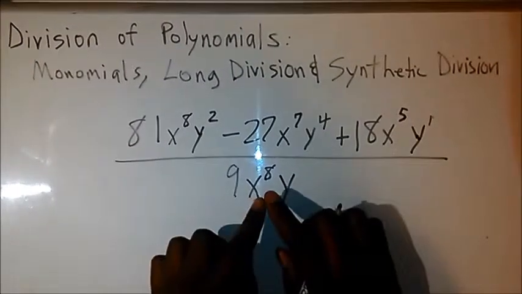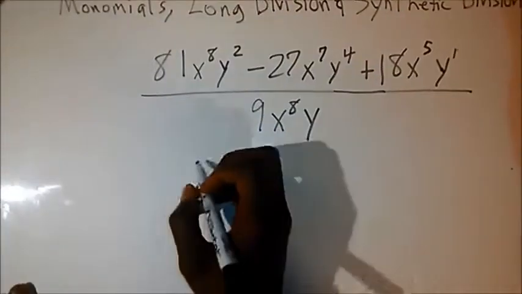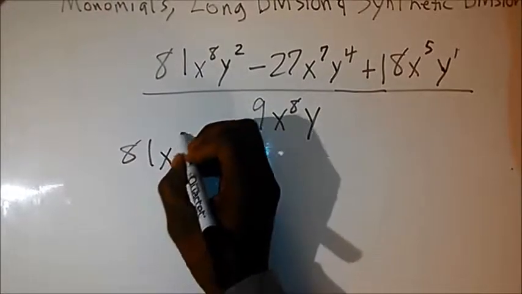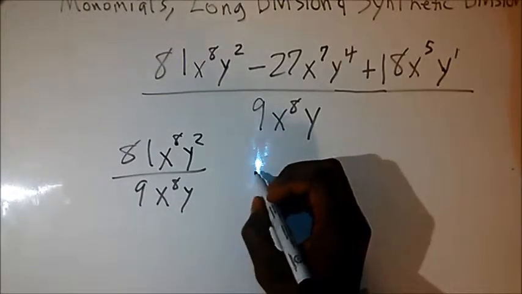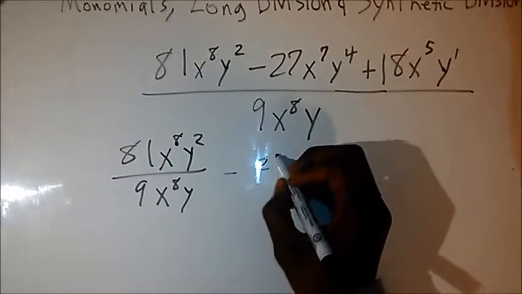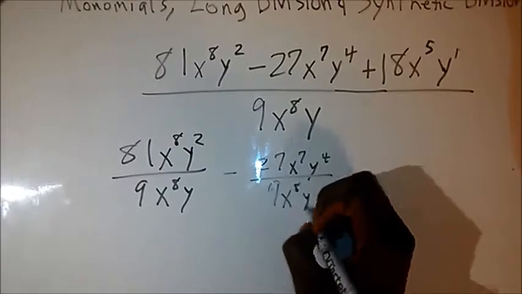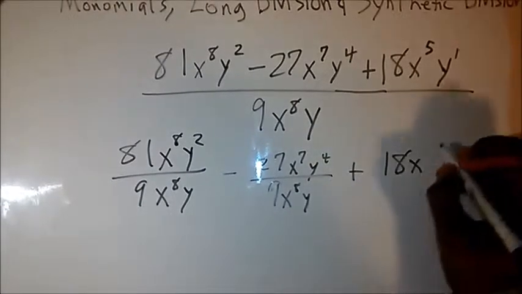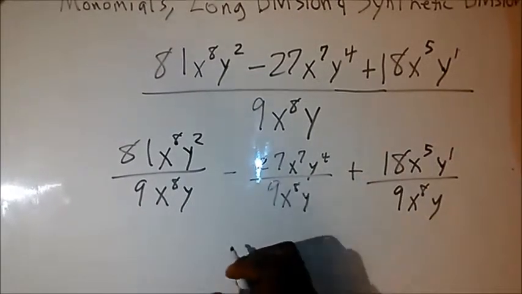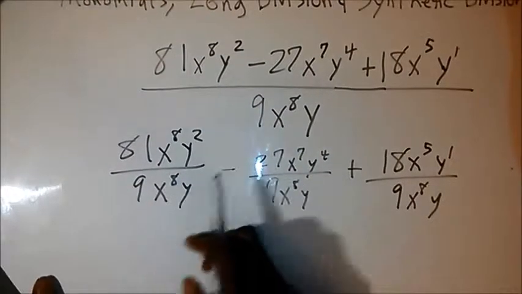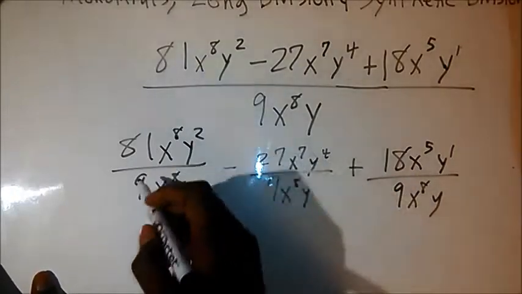So what we have together, we can break apart. Let's break them apart. I'll put it under here. 81, this is the first term, divided by 9x to the 8th power, y to the first power, minus 27x to the 7th power, y to the 4th power, same thing again. Now that we placed our monomial under each term, we are going to simplify it.